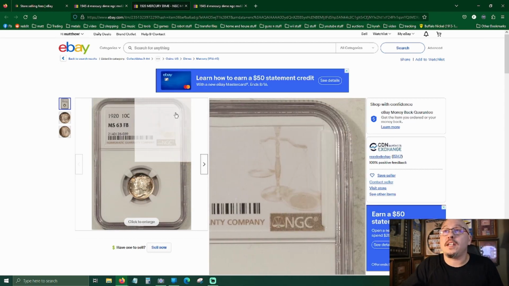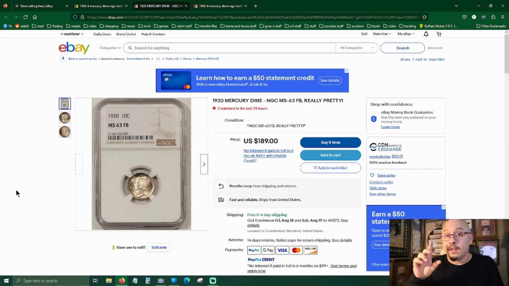So what this person did was they cropped in on that image so that, number one, the picture of the item is as big as possible. And number two, you don't have anything else distracting you. You're looking right at the item.